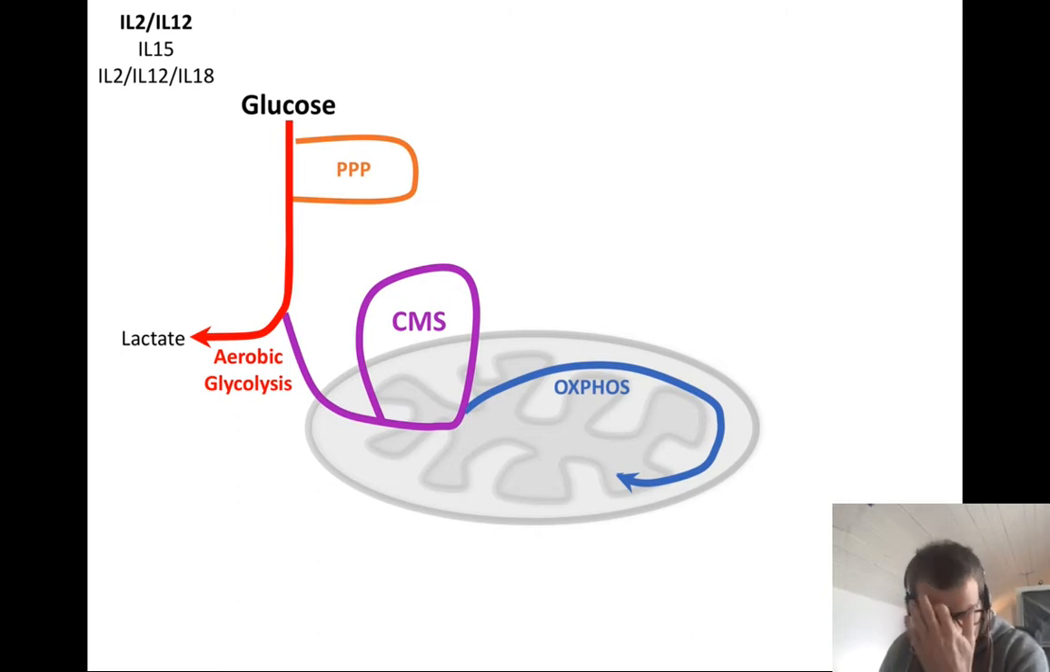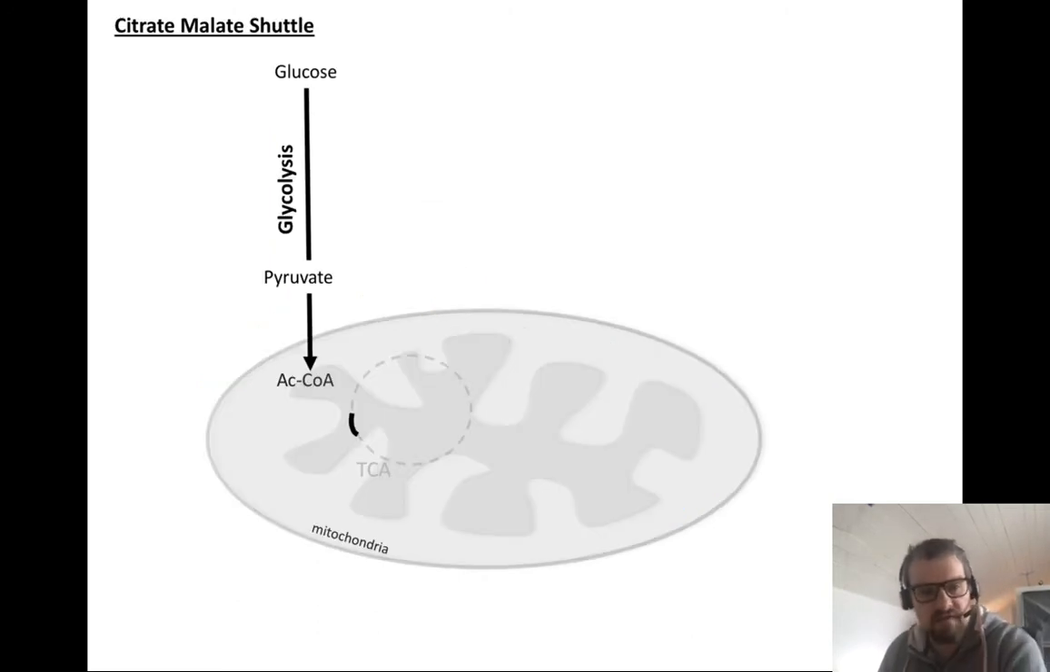So I'm going to give you a bit more detail about how this works and what the outputs of this cycle are compared to the TCA cycle. So acetyl-CoA for the citrate malate shuttle is used to create citrate, which is the same as the first step of the TCA cycle. In the TCA cycle, this citrate is then further metabolized down through a range of intermediates, including alpha-ketoglutarate, succinate, fumarate, malate, oxaloacetate, and goes round and round that way.